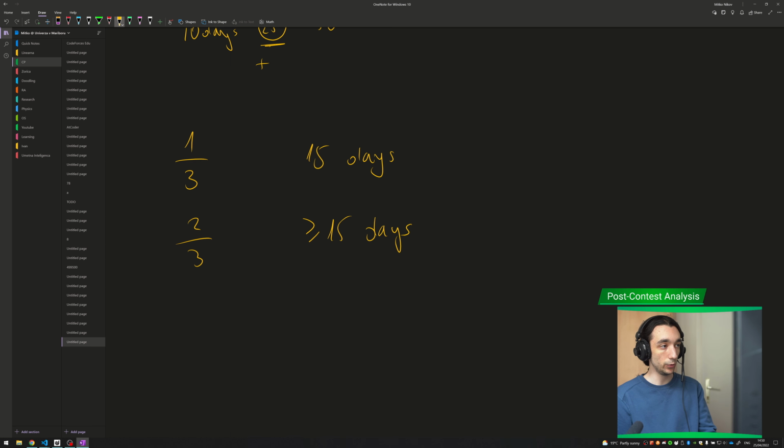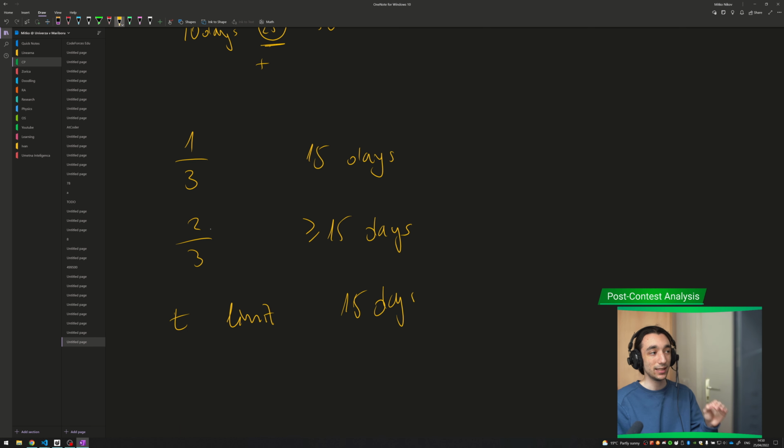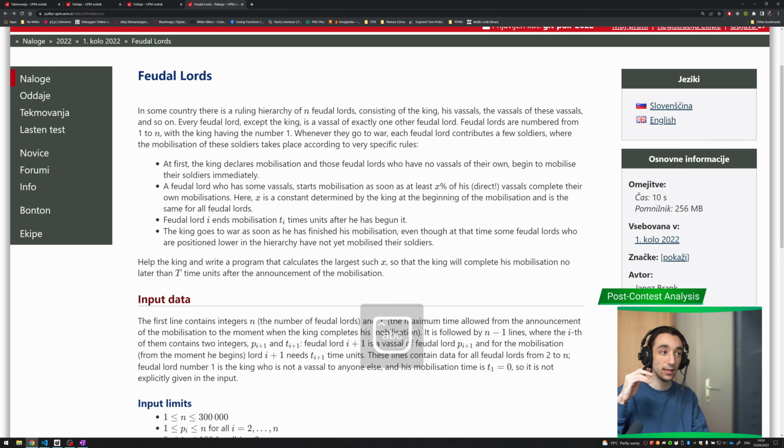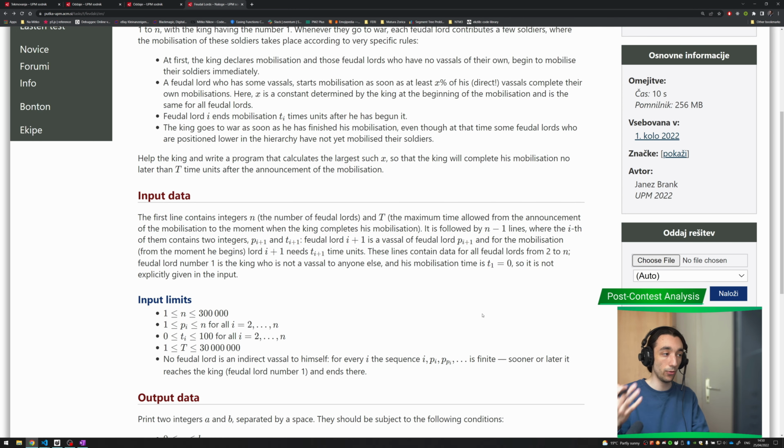Now, if we know that this works, it's a monotonic function, then we have some T limit. This T limit is given in the input, and we say, okay, we cannot do more than 15 days. The maximum limit, let's say, is 15 days. So we have to find a fraction that maximizes the mobilization, but yet is below the time limit. So it's a bit of a mouthful of words to find this.